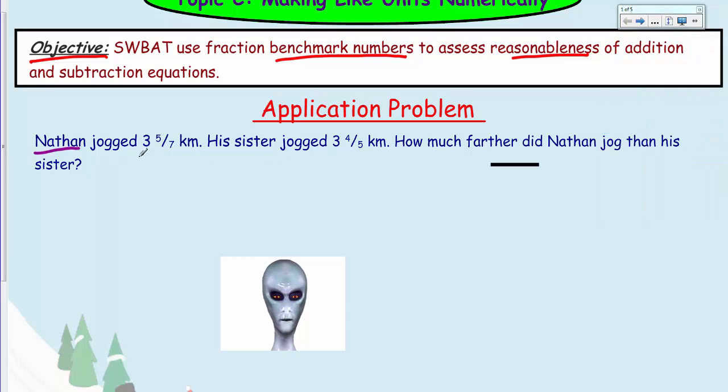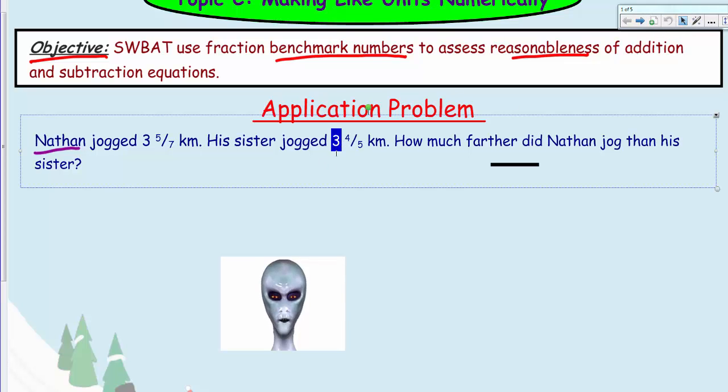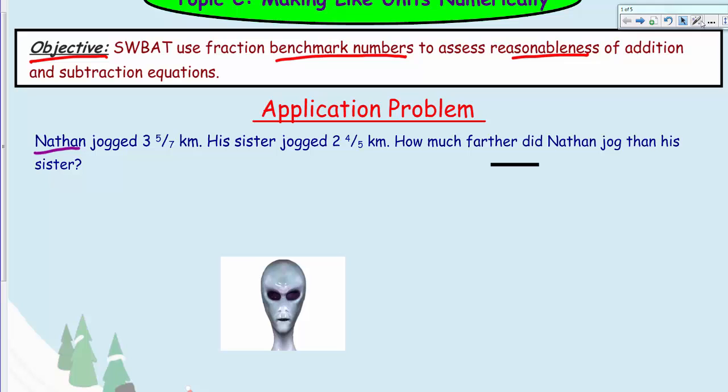It says Nathan, our friend, jogged 3 5/7 kilometers. His sister jogged 3 4/5 kilometers. Wow, that's almost the same. You know what? Let's change that up, that's too much the same. Obviously she's a little bit younger, so it would be a little bit less. Let's take 1 off. It says, how much farther did Nathan jog than his sister? Let's take a look at that.